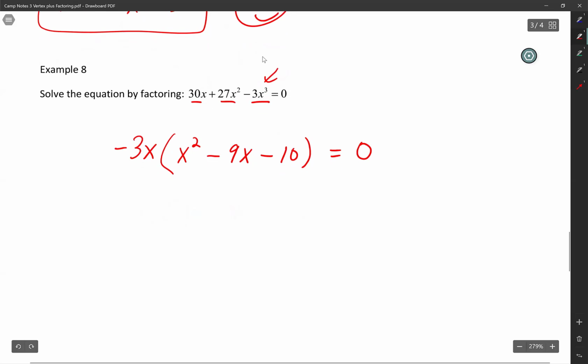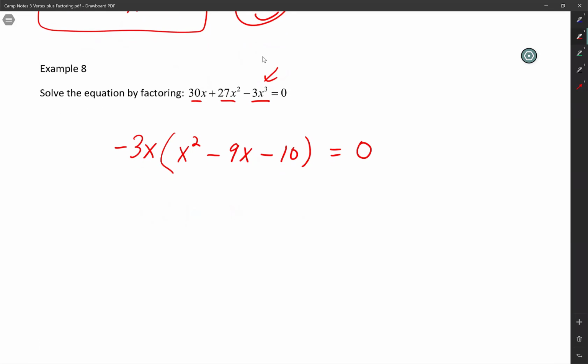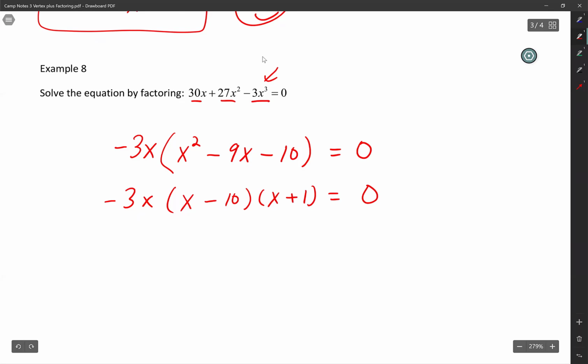All right, then I'm left with this expression, and I believe we covered that one earlier. I think it's the same one maybe. So we need two numbers that multiply to give you negative 10, but add up to negative 9. Notice that's negative, so the signs are going to be opposite. (x minus 10)(x plus 1) equals 0. Negative 10 times positive 1 is negative 10. Negative 10 plus 1 is negative 9.